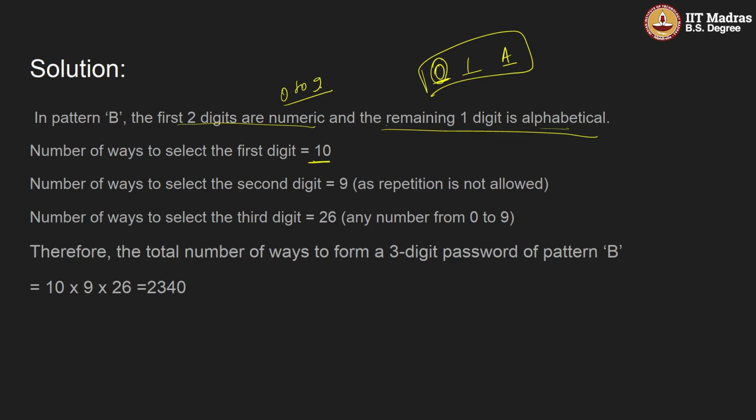Then the number of ways to select the second digit will be 9 because repetition is not allowed and one digit has already been selected here. Then the number of ways to select the third digit will be 26.